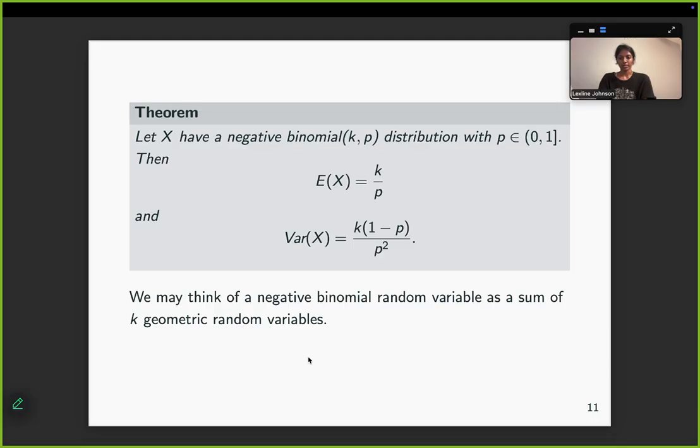So some properties of our negative binomial distribution. Our expected value for a negative binomial distribution is k divided by p, and our variance is k times 1 minus p divided by p squared. And this is kind of the sum of k geometric random variables, essentially, since we're basically doing a geometric trial experiment, except we're doing it k times since we're looking for the kth success, which is why our distributions are the same except we multiply it by k.